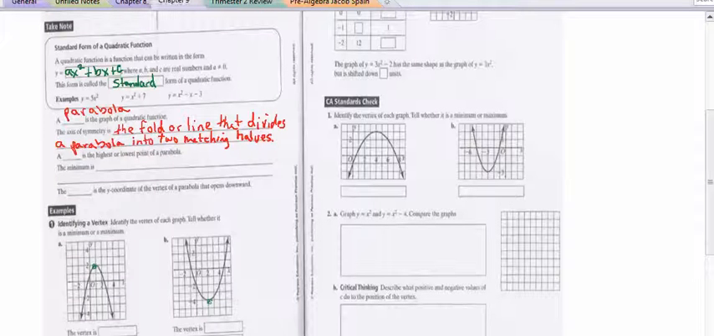I'm going to change my color because the next one's going to get mixed up with the red if I don't. The next line says a, and the word is vertex, is the highest or lowest point of a parabola, and I'm going to write it out here. A vertex, V-E-R-T-E-X, is the highest or lowest point of a parabola.